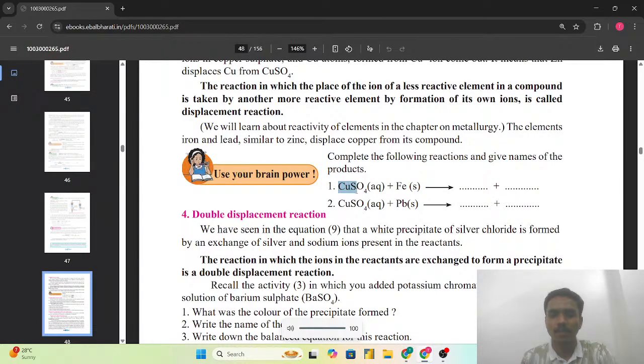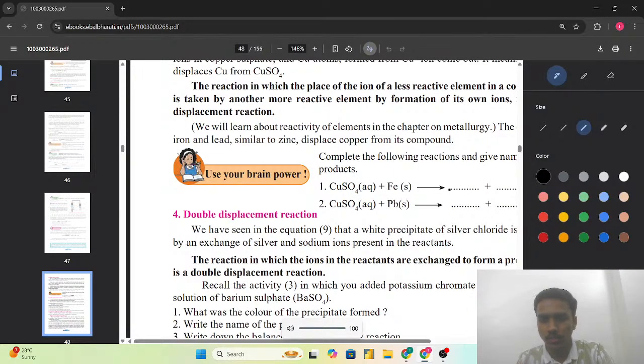On the reactant side, we have copper sulfate in the aqueous form, which reacts with iron in the solid state. A displacement reaction will occur here, since iron has more reactivity as compared with copper. So ions of iron will form, and iron will form a compound with the sulfate, which will be FeSO4.